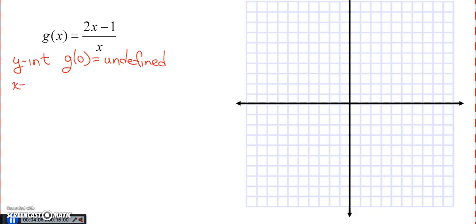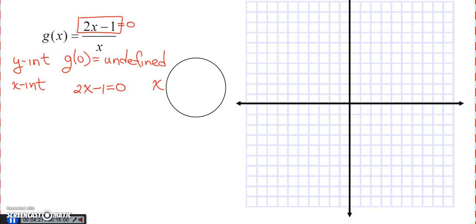We could look for x-intercepts. X-intercepts are found by setting the numerator equal to 0. So 2x minus 1 equals 0. Solve that, and we get that x equals 1/2. That is an x-intercept. We can plot that on our graph right here. We know x equals 1/2 is part of the graph. Then we can look for vertical asymptotes. To find our vertical asymptotes, we set the denominator equal to 0.